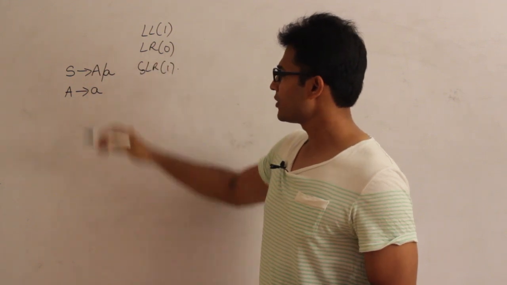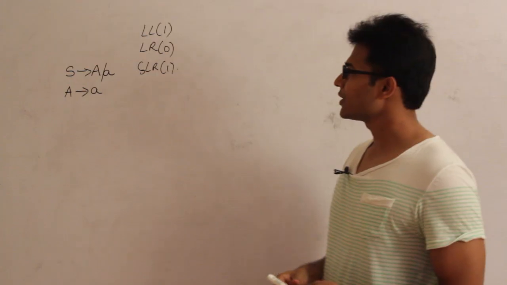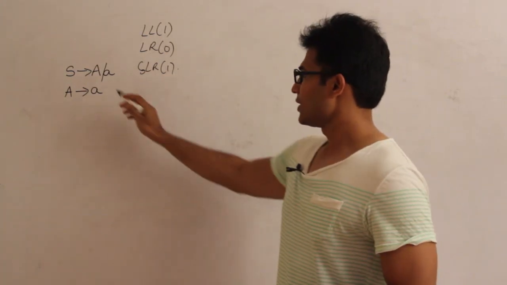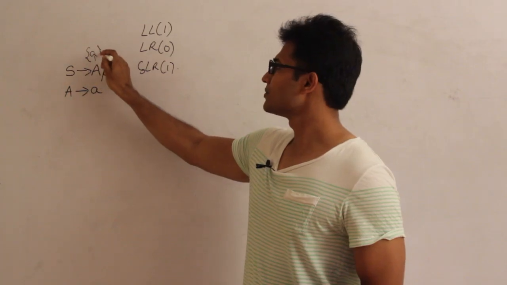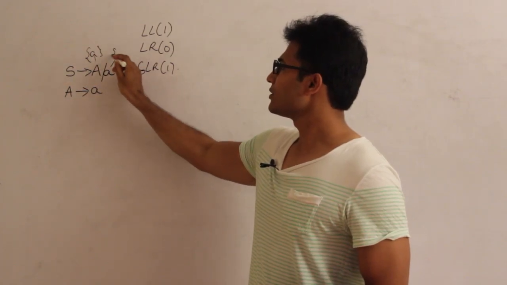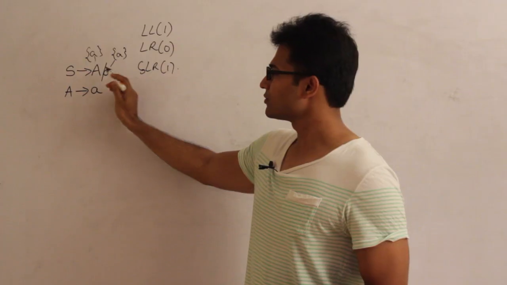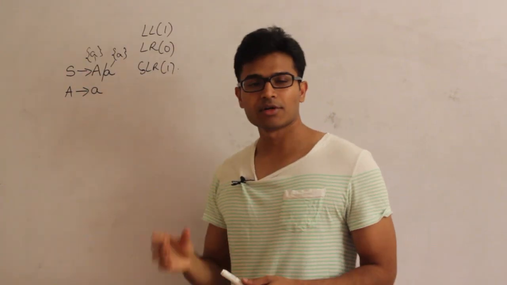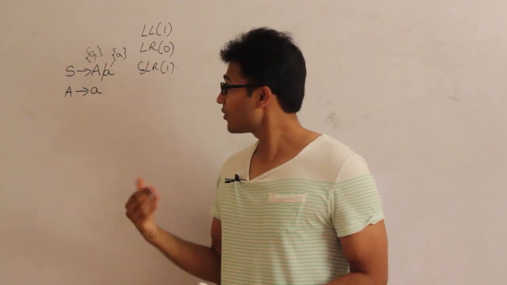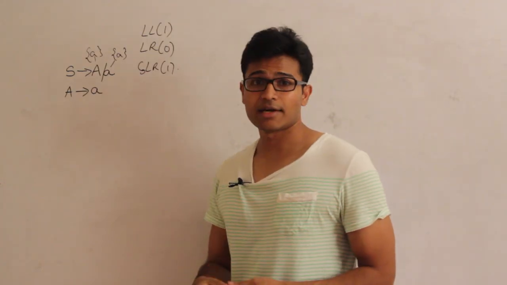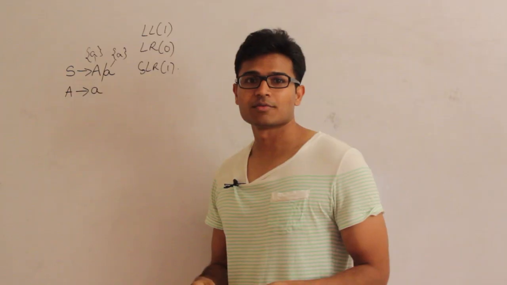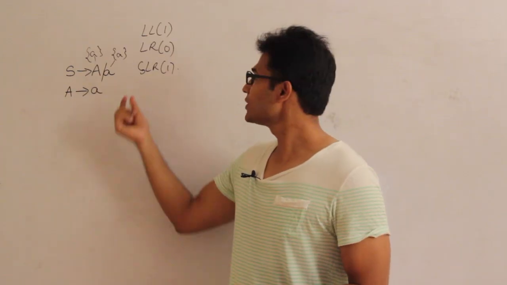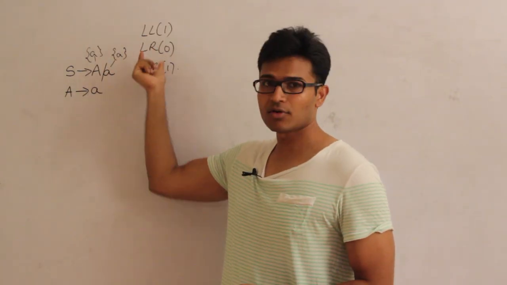So we have already seen that this grammar is not suitable for LL1. The reason is, if I see first of this, it is going to be A, which means it has to be placed under A, and this one also has to be placed under A. So both productions are going into the same cell. Therefore we have already seen that it is not LL1, and in fact the grammar is ambiguous, and ambiguous grammar is not suitable for any of the parsers. So it will not be LR0 or SLR1 either.